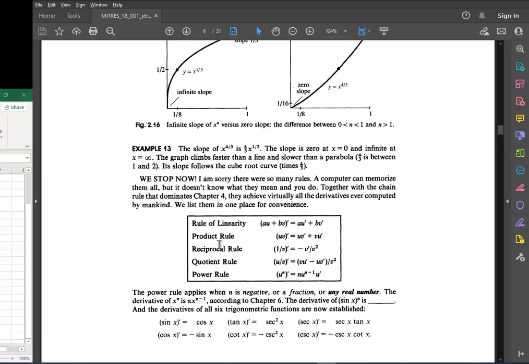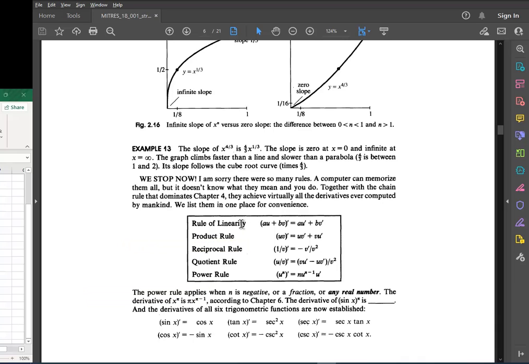All right, let's move on to section 2.5. And section 2.5 can simply be summarized by these 5 rules. These are 5 rules you should have learned in elementary calculus. So all the problems that you need to do only depend on these 5 rules.